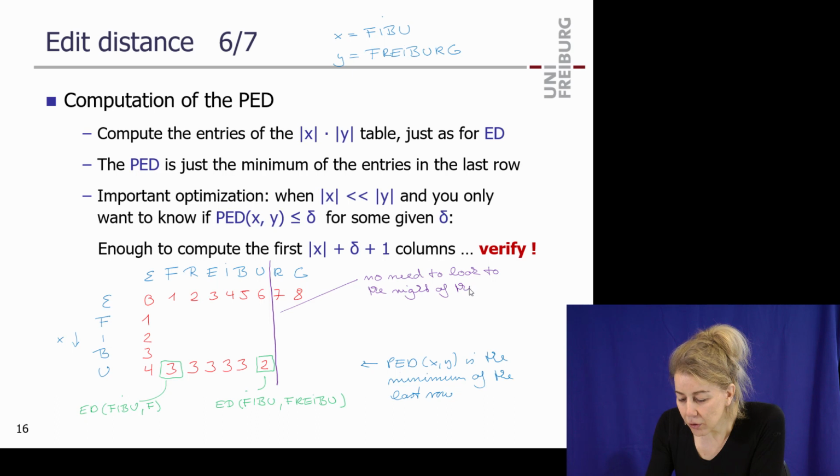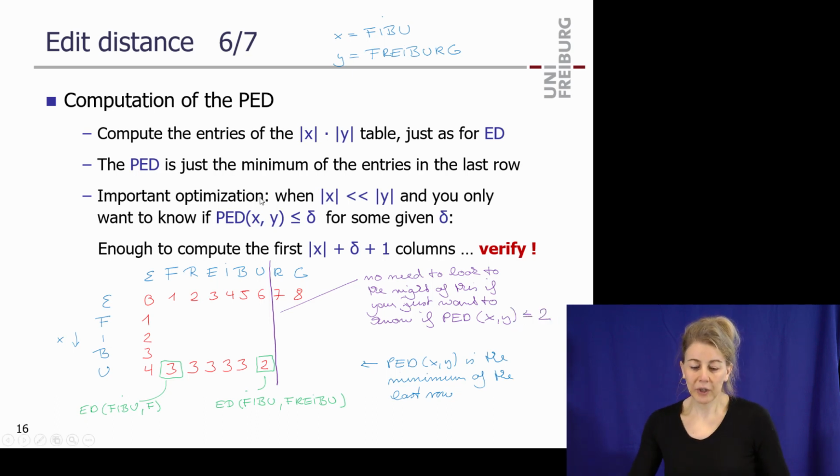To the right of this, if you don't want the exact number, but just want to know if PED of x, y is less or equal than 2. So that's a simple trick. I just wanted to mention it. If you're just wondering, Fibu to whatever the prefix here, is it less or equal than 2. After you are 2 longer than the prefix, you don't have to search anymore, because here for sure it will be 3 or more. Here it will be 4 or more, just because it's 3 letters longer, it's 4 letters longer. So if you just want to know, is it similar up to a certain degree, where similarity is this delta, you don't have to look beyond a certain point. So that's the prefix edit distance.